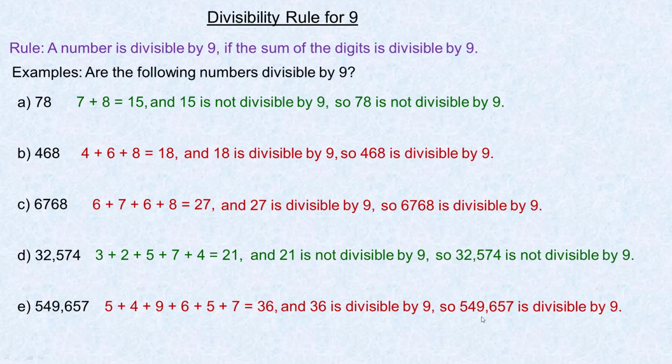So basically you add up, find the sum of the digits. If the sum of the digits is divisible by 9, then the number is divisible by 9. And that's the end of the tutorial.